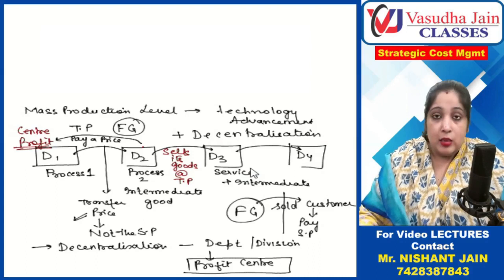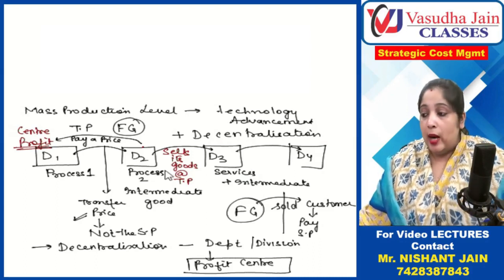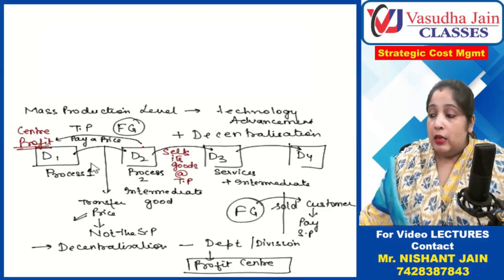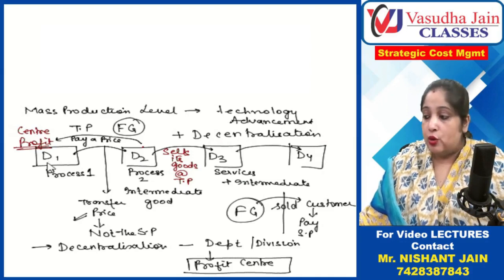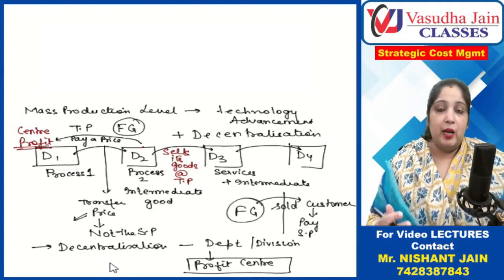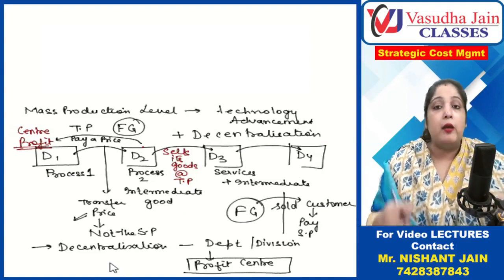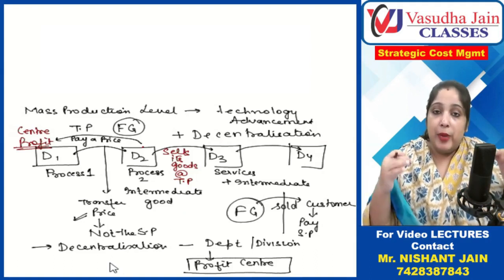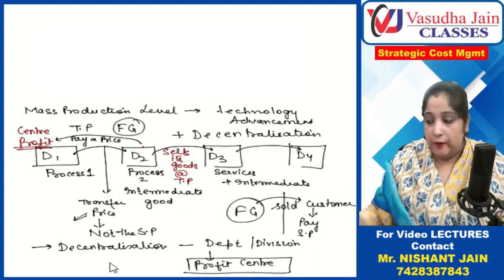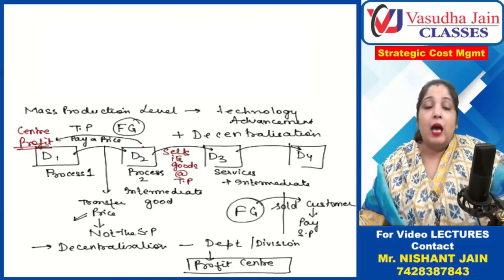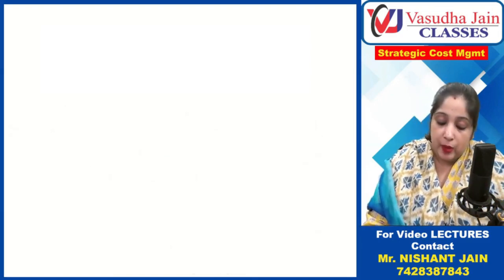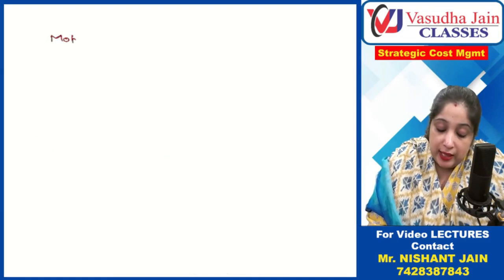Now, in this chapter, transfer pricing, we understand that every department is responsible for earning profit. So they are called profit centers because of decentralization. Every department has a lot of authority and a lot of responsibility. So they are given the most important responsibility of profit earning. Now, why are they made profit centers? Because of the motivation factor they get.